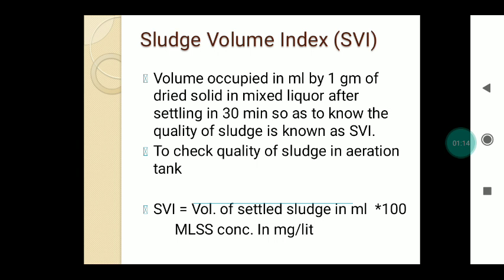From the SVI we can judge the actual quality of the sludge in the aeration tank, and this SVI is calculated by the formula: volume of settled sludge in ml divided by MLSS, that is mixed liquor suspended solids concentration in mg per liter, multiplied by 100, from which we can calculate the sludge volume index, and it shows the quality of the sludge in the aeration tank.